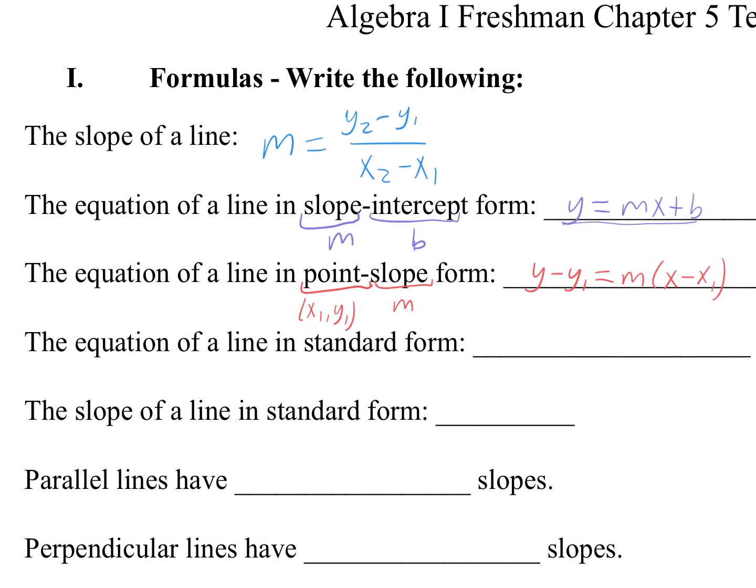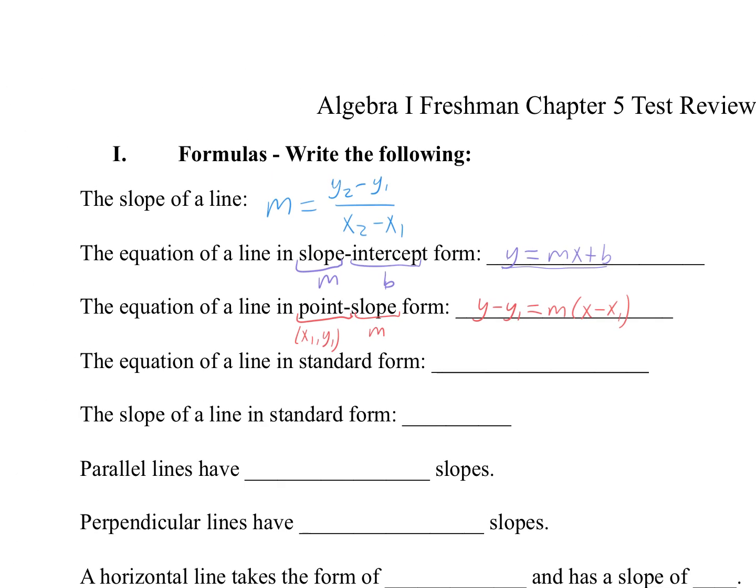All right, standard form is a little bit newer for you guys. The equation of a line in standard form is going to be described as ax plus by equals c. All right, the individual letters here, the a, b, and c, don't really give you much information about a point, a slope, or an intercept, but you can use this form to find intercepts.